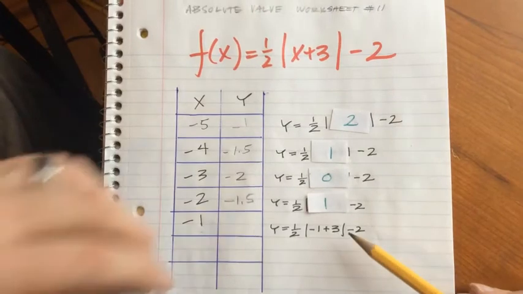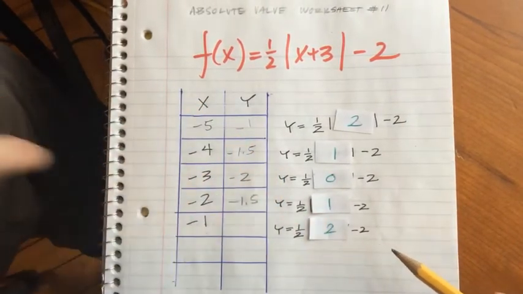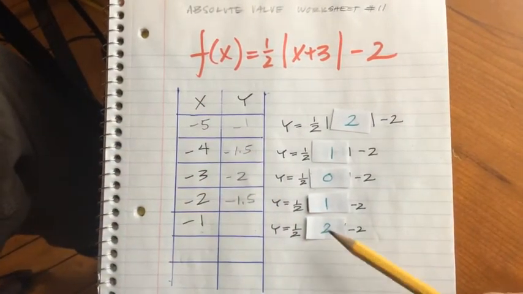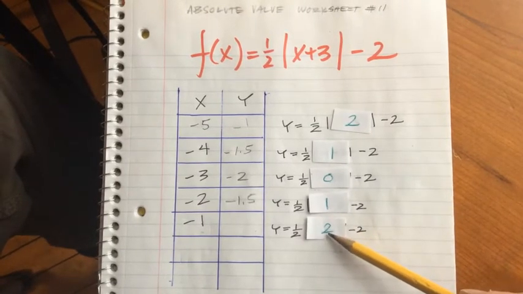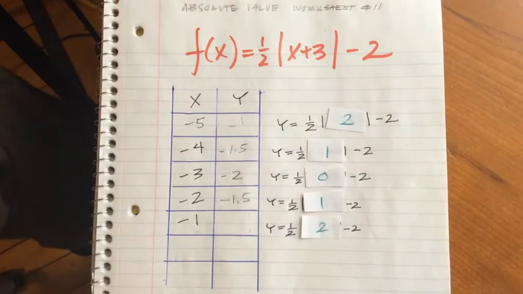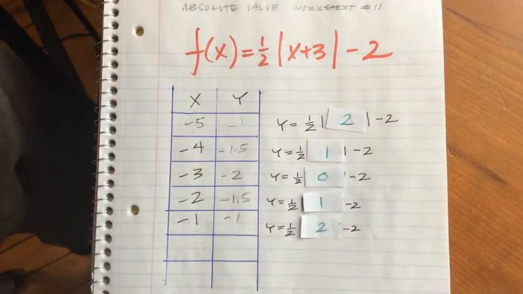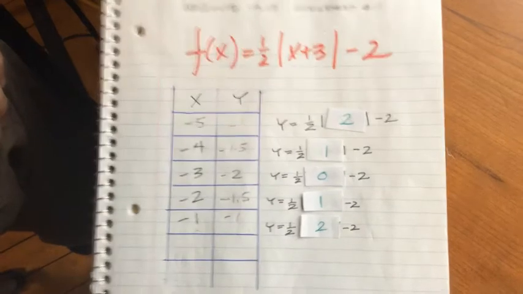And -1 plus 3 is 2. Half times 2 is 1. Minus 2, -1. Okay, let's go ahead and graph those points.